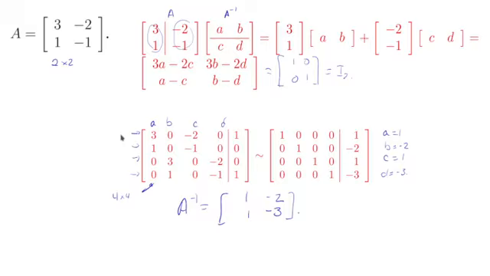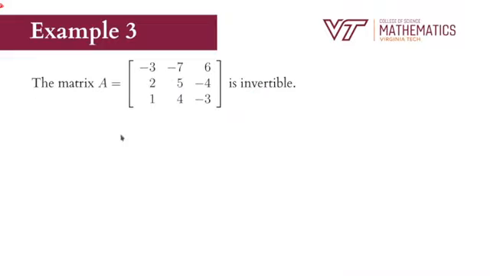And so if we move on to a next size, let's look at example 3. We want to show that this matrix is invertible.